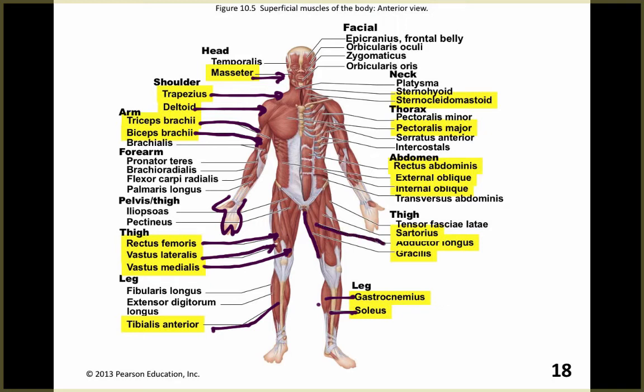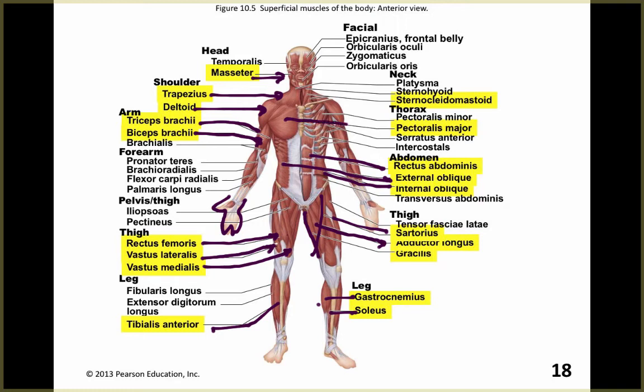Inside to that is the adductor. The sartorius goes across the leg here. You have the external obliques, which are on the outside, on the sides of the body, and right underneath that is the internal obliques. And going up and down in the center is the rectus abdominis.